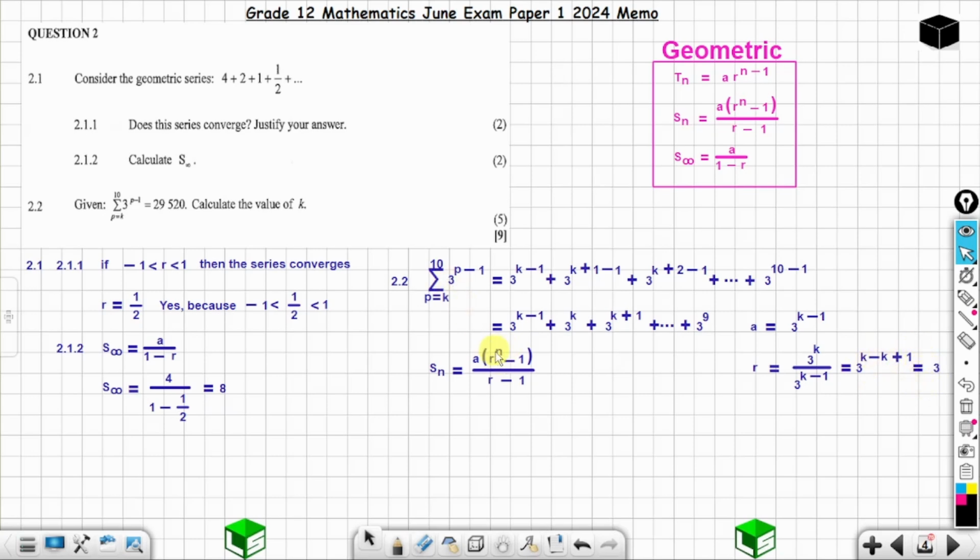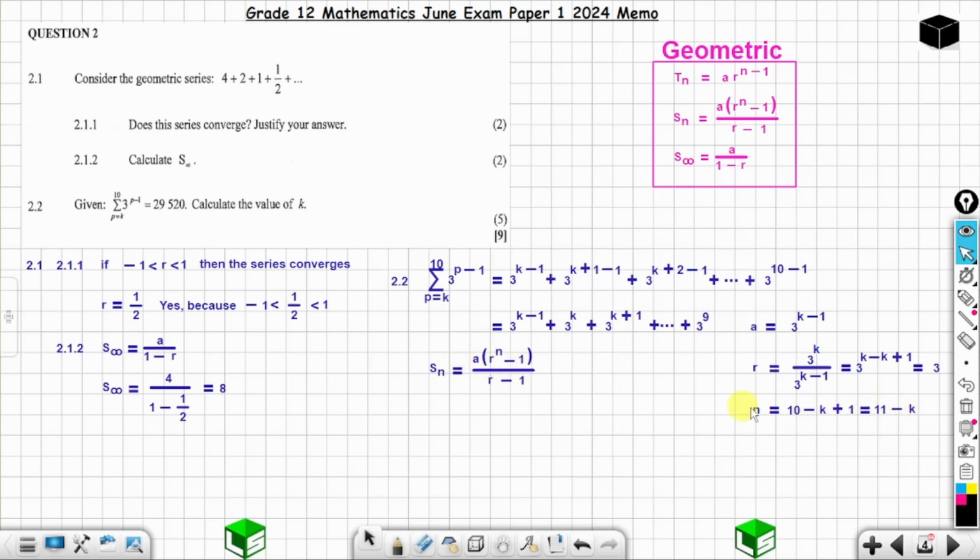Now you need to find n, the number of terms for which we are calculating the sum. So n is equal to, always you take what you have above the sigma symbol minus what you have below. You have k plus 1. What you have above minus what you have below plus 1. This is equal to 10 plus 1, 11 minus k.